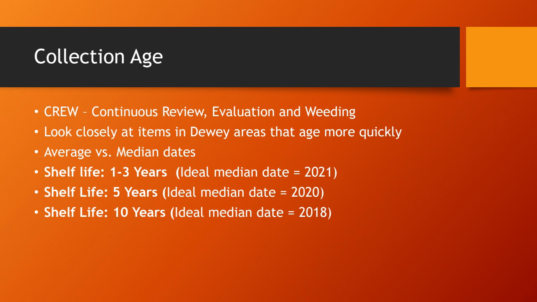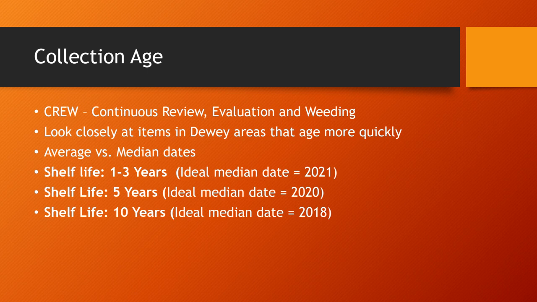It specifies areas of the collection where currency is more necessary as the content becomes outdated more quickly than in other areas of the collection. So for example, for our 300s, your law, economics, CREW recommends review after 3 years. For medical and health information, it recommends review after 5 years. So we take a closer look in the assessment at those particular areas.